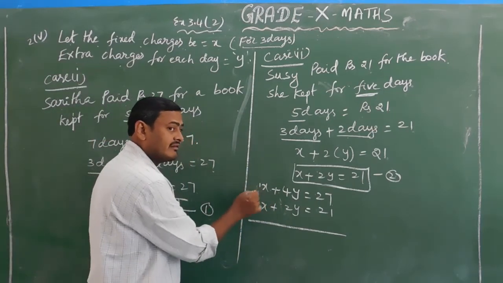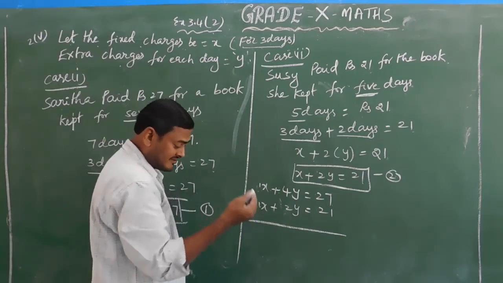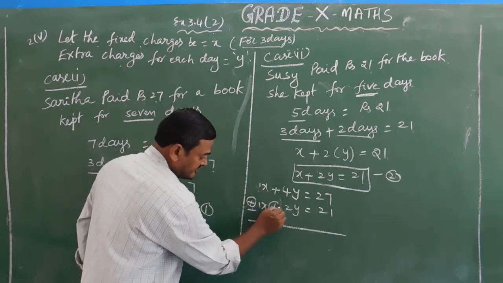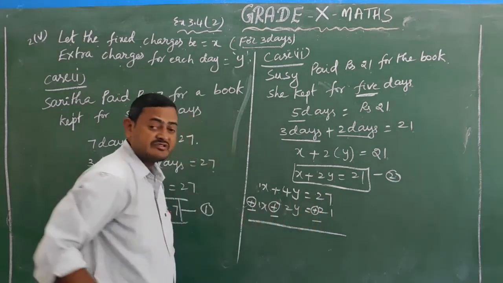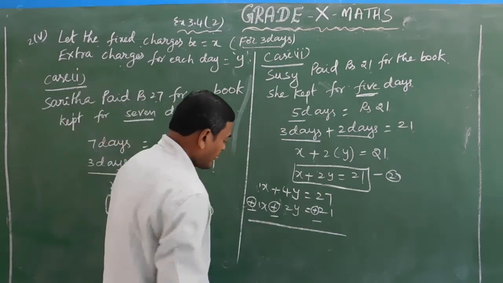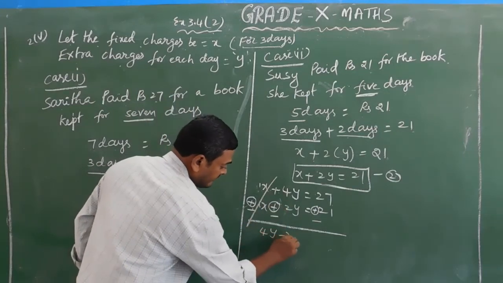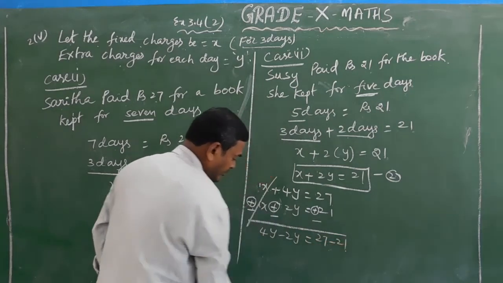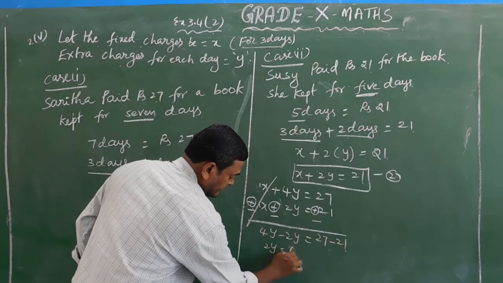Same symbol and same coefficient means what can we do? We go for subtraction. Now here plus becomes minus. This plus becomes minus. It becomes minus. This x will be cancelled. Here 4y minus 2y equals 27 minus 21. 4y minus 2y is 2y, equal to 6.